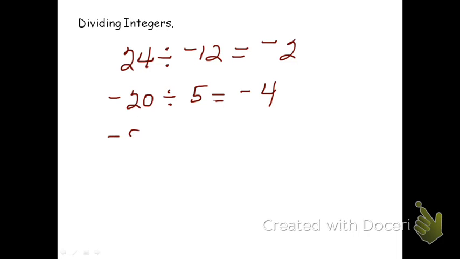Or if I have negative 8 divided by a negative 2, the signs are the same, so my answer is a positive 4. Okay, so, signs different, answer negative. Signs the same, answer positive.